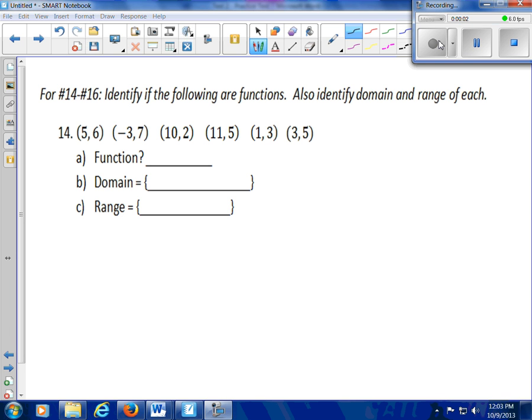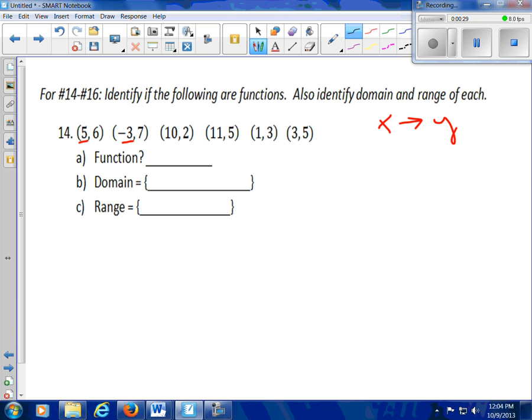So for question number 14, I'm asked whether or not this is a function and I'm asked to give the domain and range. So do I know if this is a function or not? Well, a definition of a function is for each x that I input, I should only get one y. So for every x, do I get one y? Well, what I'm looking for is, do my x's repeat?